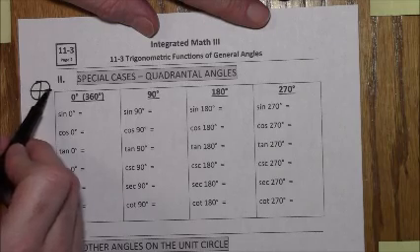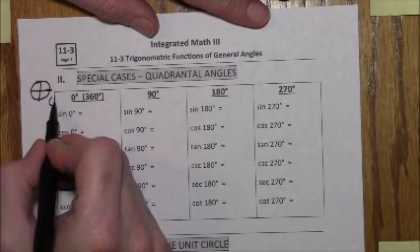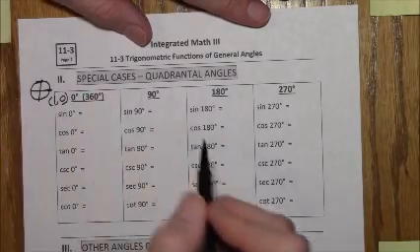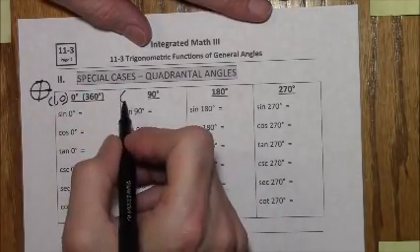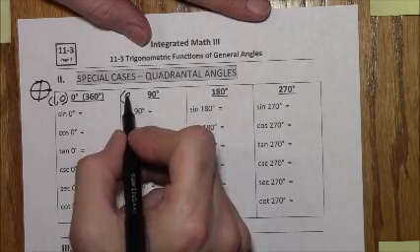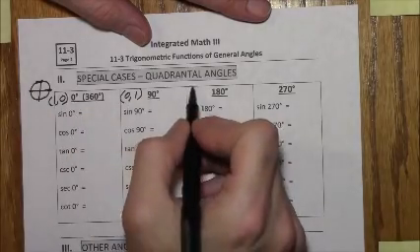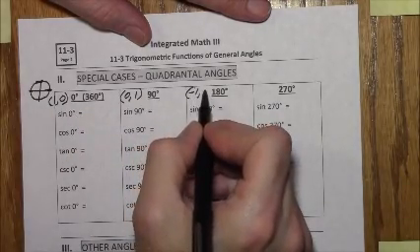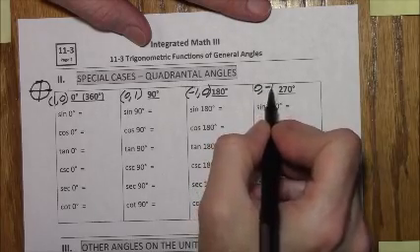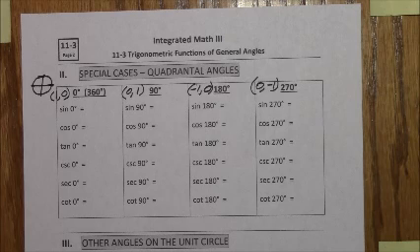at 0 degrees, which is right here, we have an x value of 1 and a y value of 0. For 90 degrees, which is right here, we have an x value of 0 and a y value of 1. For 180 degrees over here, we're at a negative 1 and a 0. For 270 degrees, it's at 0 and negative 1. Okay.